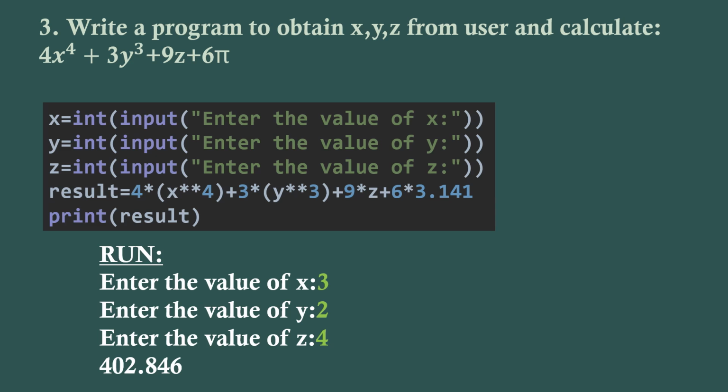Now once you run the program, it will ask you to enter the value of x, that let's say it is 3, then the value of y, let's say it is 2, and the value of z is, let's say, 4. So it will calculate, and the value which is calculated is 402.846. Now here also, if you want the output to come in a rounded form, then you can use the round function so that it will be rounded up to 2 digit or 3 digit or 1 digit, whatever value you want to give.